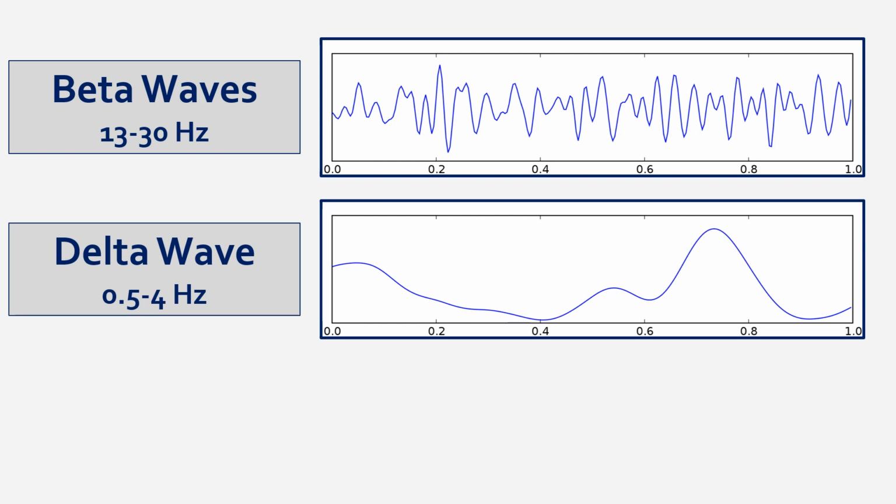Here then is a delta wave. You can see that this is much slower. This is basically a 1 hertz wave. There's one wave over the course of the second, and this is the sort of wave that we might see when someone is engaged in deep sleep.